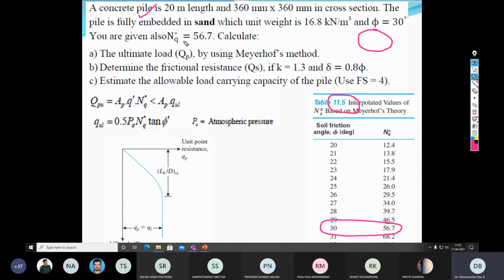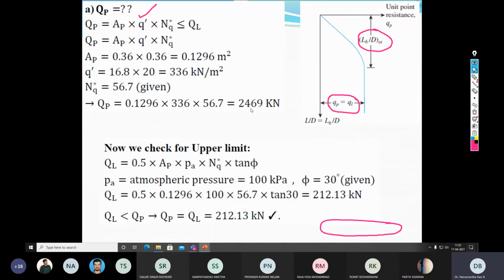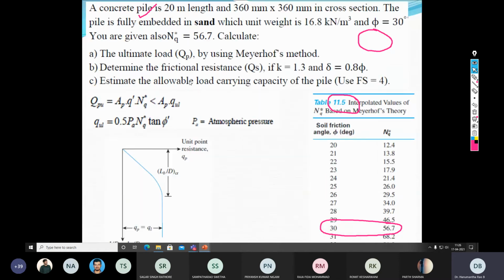Okay, so NQ star is 56.7. Now Q dash means the effective overburden pressure. Q dash means gamma times D. The gamma of the soil is 16.8, and the length of the pile is 20 meters. The unit weight is 16.8.